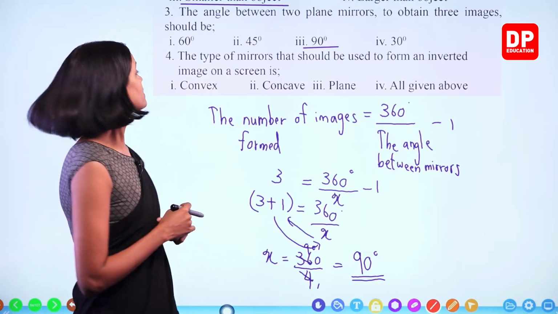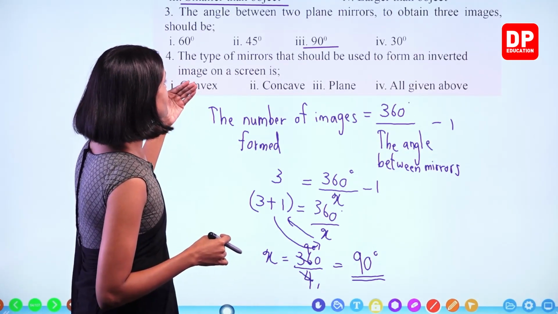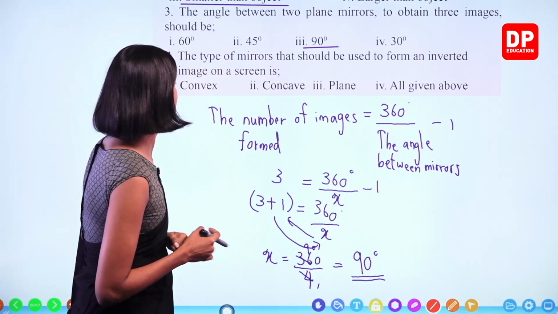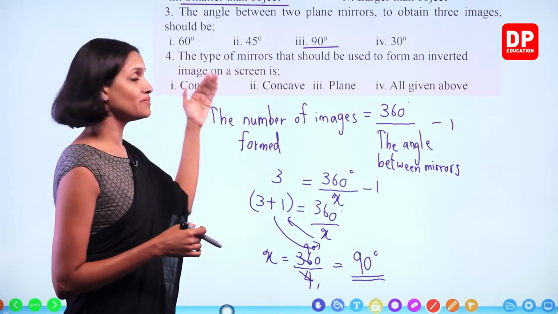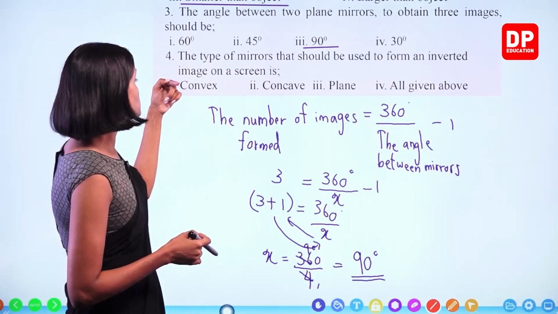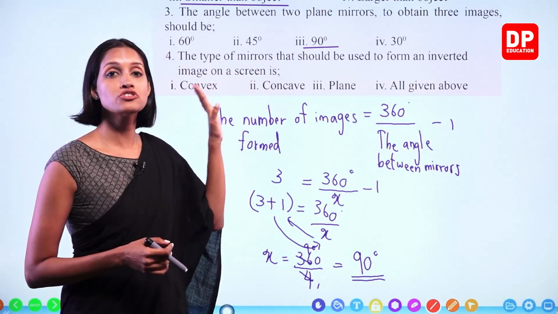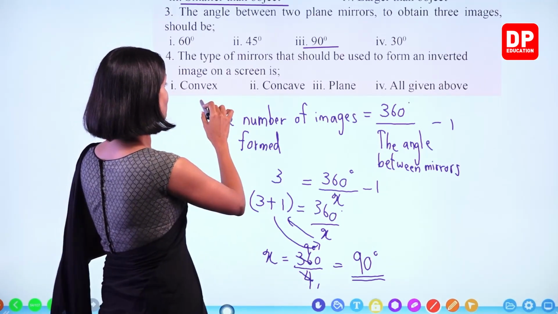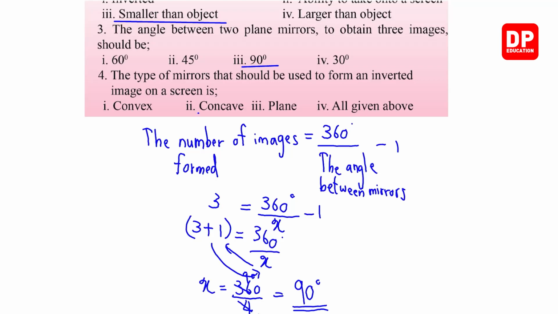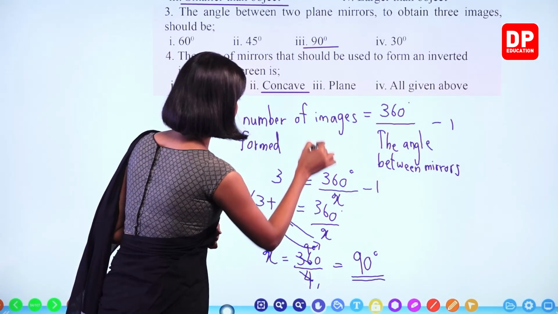Okay. The type of mirrors that should be used to form an inverted image on a screen is, what is that, children? Inverted image is formed only when you use concave mirrors, right? Convex, concave, plane, all given above. Concave. Right, children?